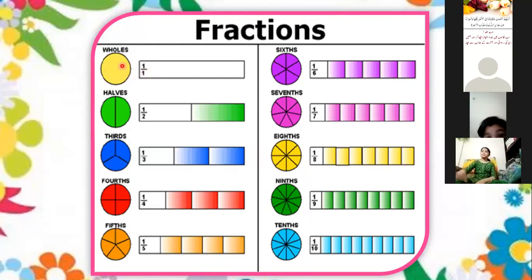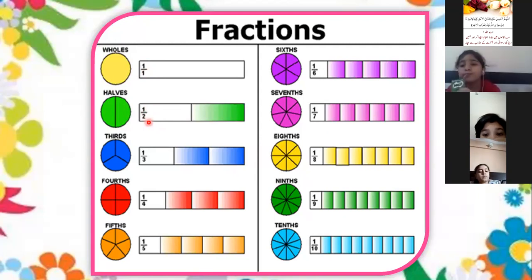Now we have divided this whole into two halves. The shape is of the same size and they have the same proportion, but now we have divided this whole into two halves. So each part is called 1 upon 2.